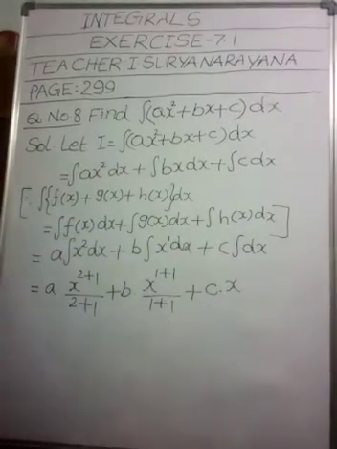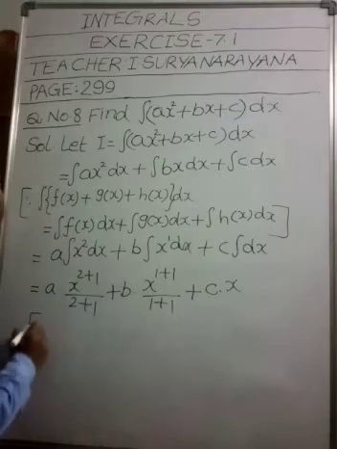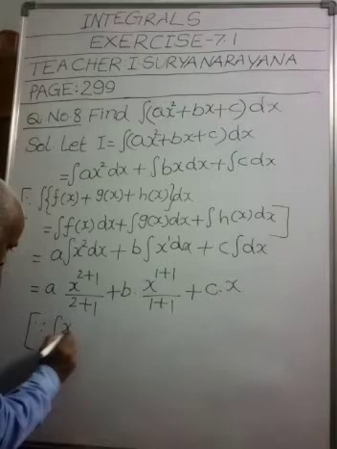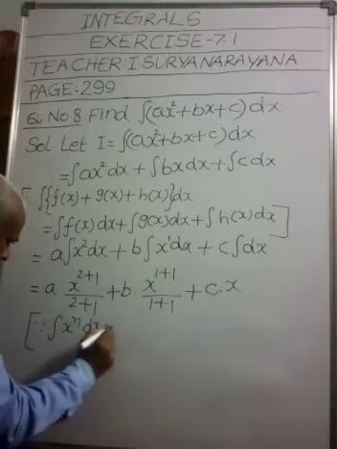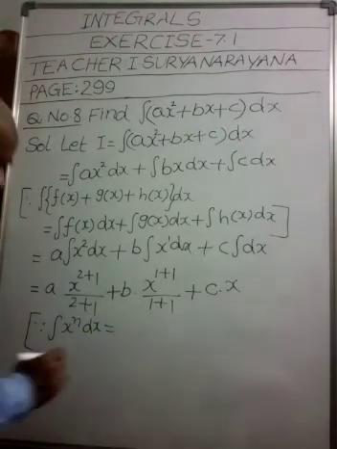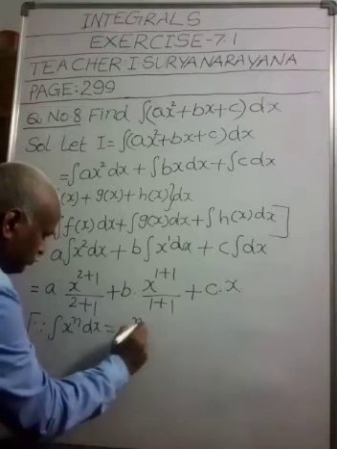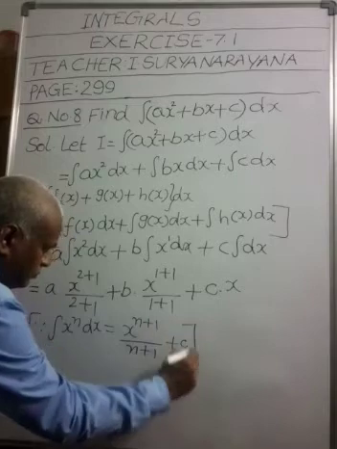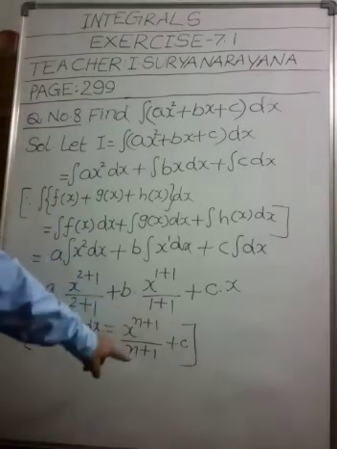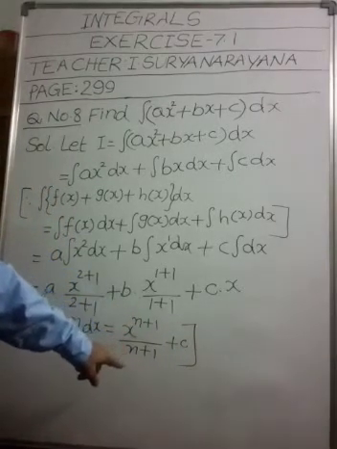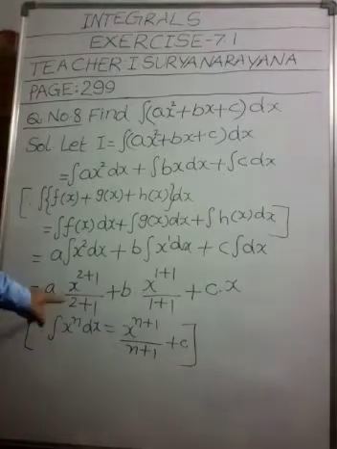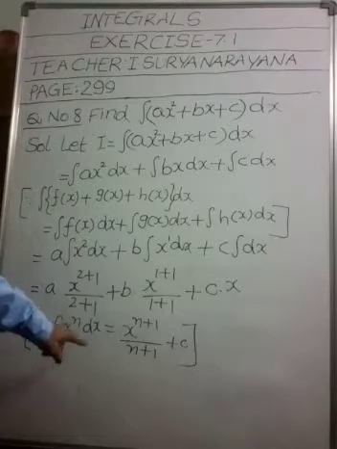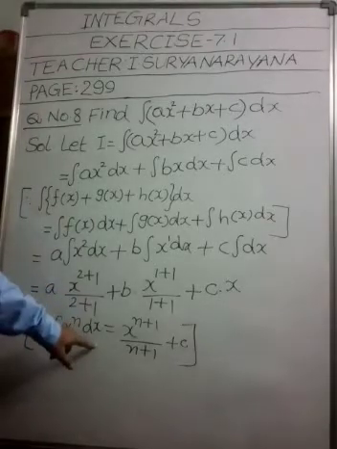Understood this step? In this step, what is the formula we used here? Integral x power n dx is equal to x to the power of n plus 1 by n plus 1 plus c. We used this formula to find the integrals. To write this step, we used this formula. Understood, my children?